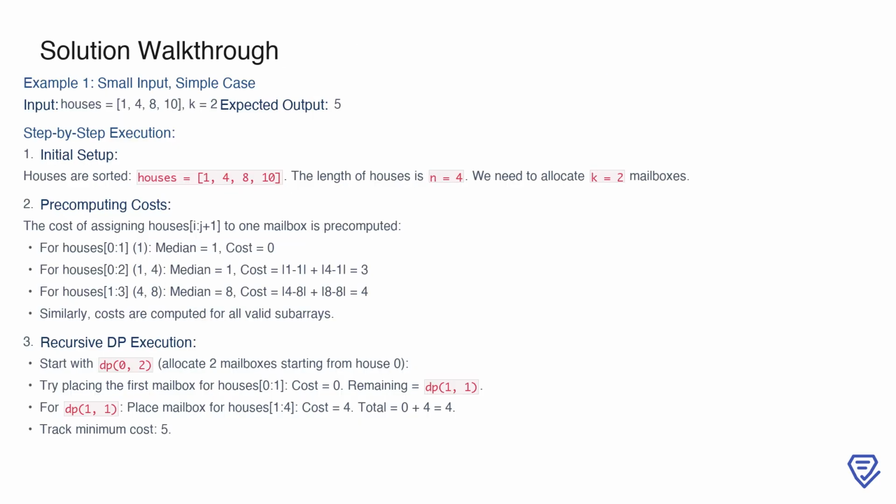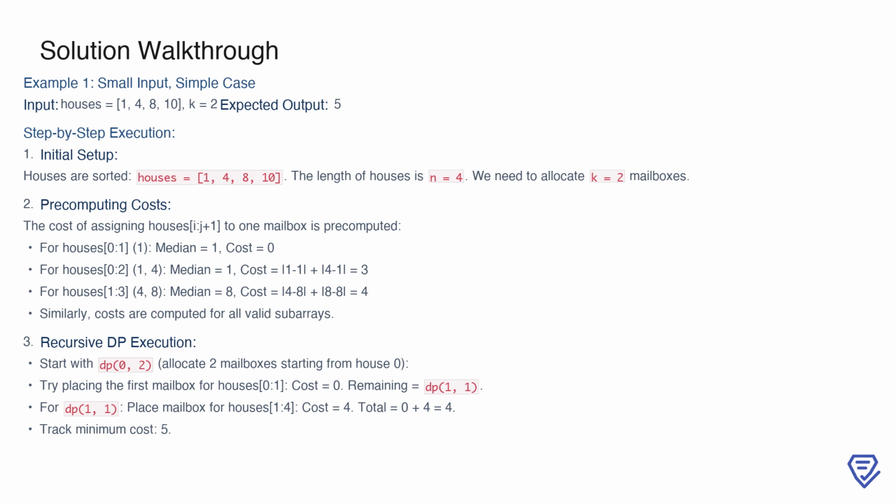To solve this problem, we start with an example where houses are at positions 1, 4, 8, 10, and we need to allocate 2 mailboxes. First, we sort the houses, which in this case are already sorted. The total number of houses is 4, and we set up to allocate 2 mailboxes.